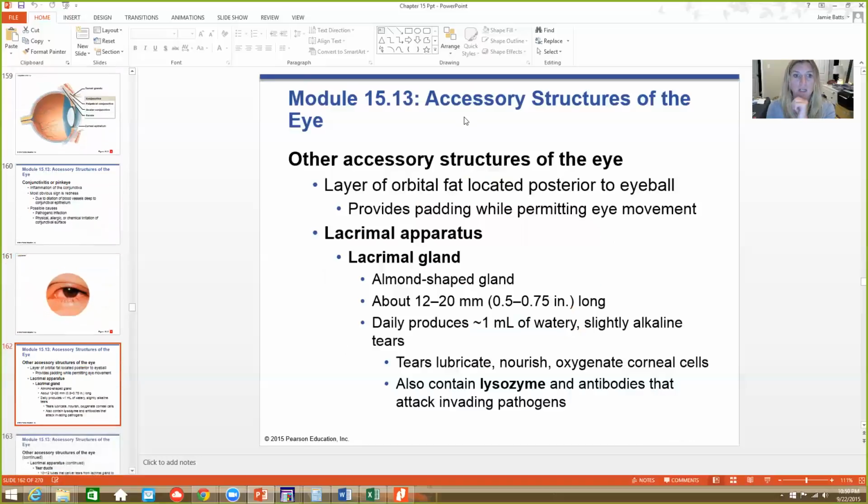Other structures of the eye include the layer of fat that surrounds our eye. Our eyes are sitting in a very fatty pocket for padding while the eye is moving around. The lacrimal apparatus is made of the lacrimal gland, which is a little almond-shaped gland on the lateral side, producing thick, watery tears. It contains lysozyme to help fight off bacteria.